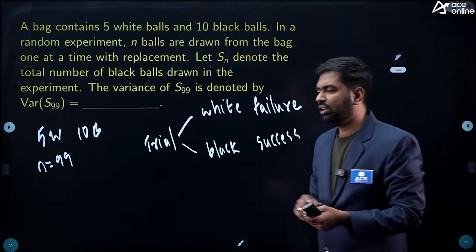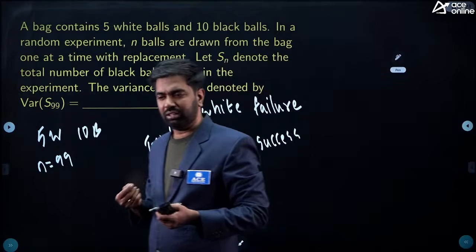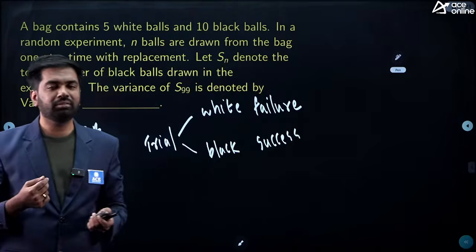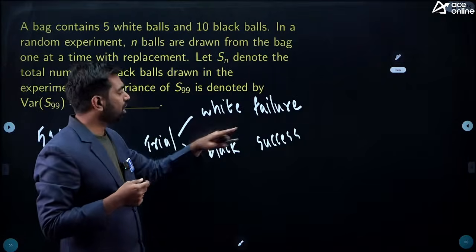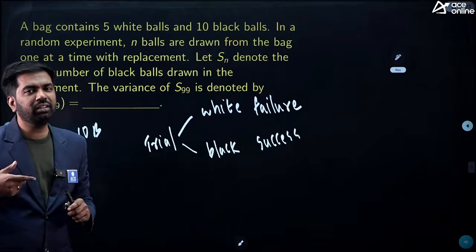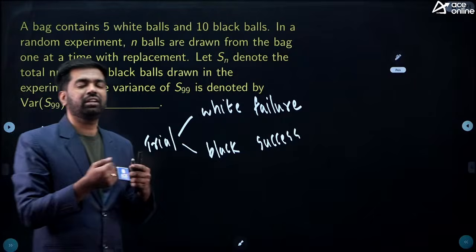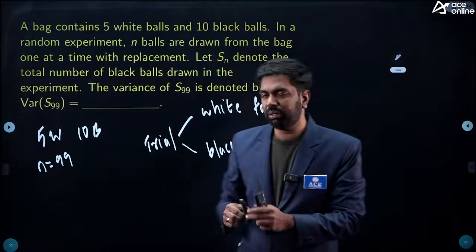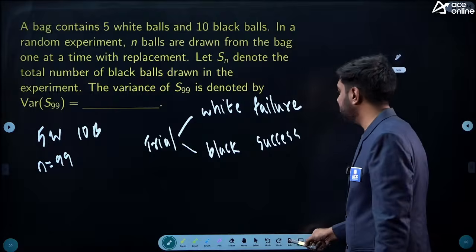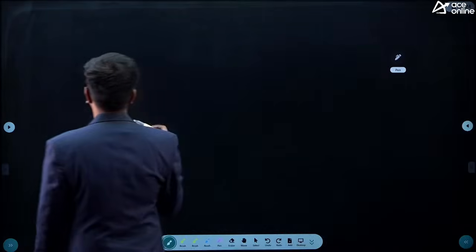I once again repeat, whenever you try to pick one object, it is either white or black. It is either failure or a success. And you are repeating this 99 times. So maybe first I have to give you a recap of what a binomial random variable is.